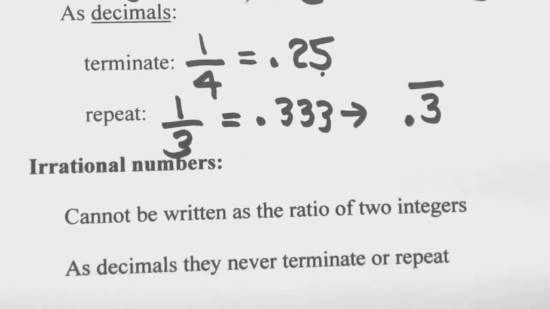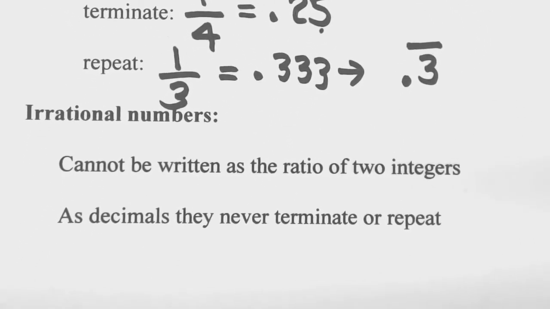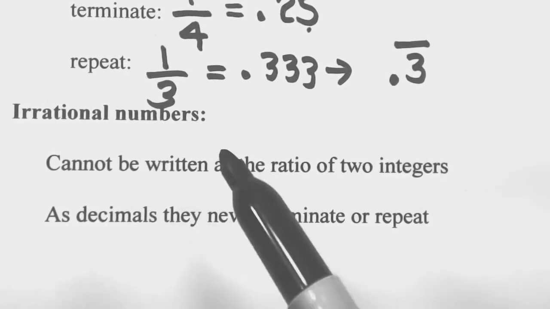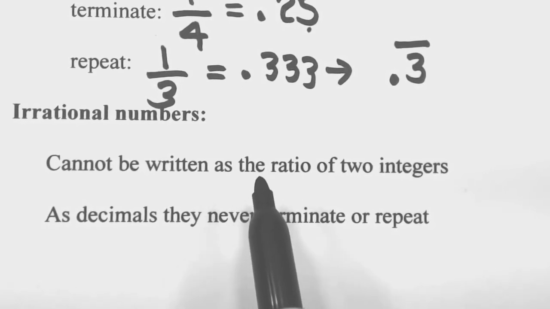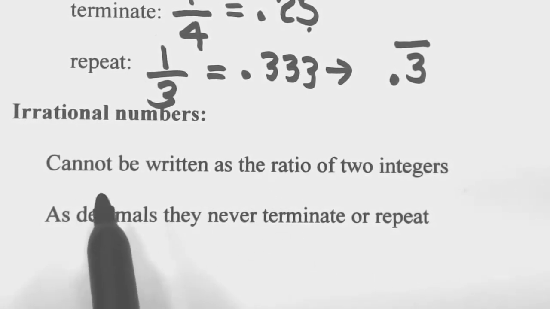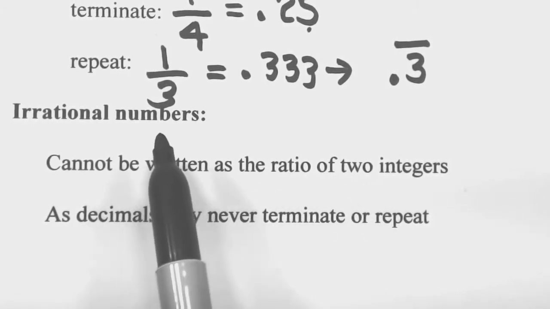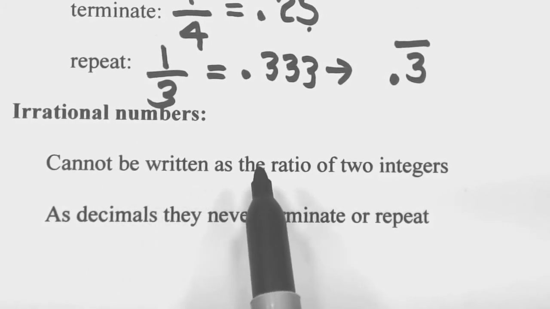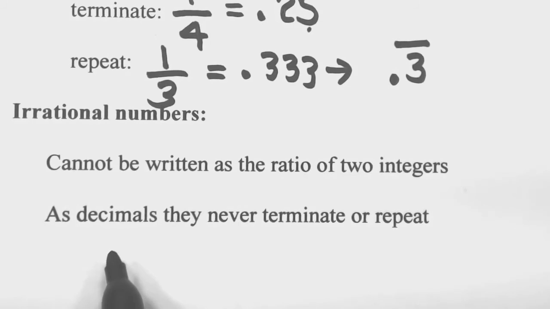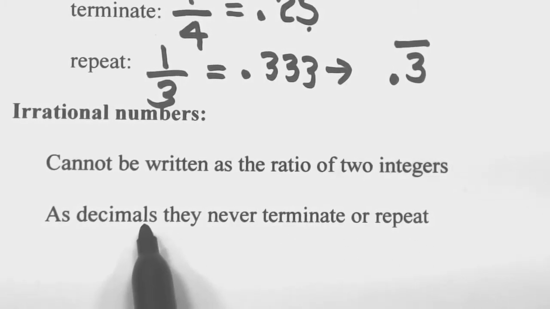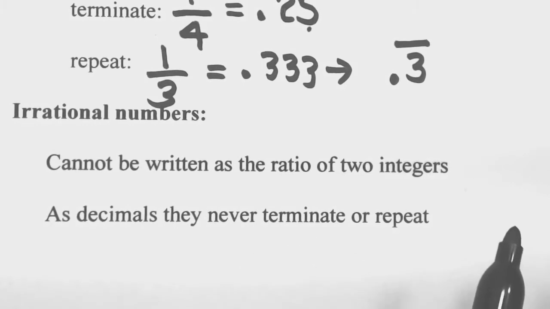Well, let's talk about the last type of the real numbers. These guys down here that gave the Greeks fits, they're known as irrational numbers. Now, here's what an irrational number is, basically the opposite of what a rational guy is. Irrational numbers cannot be written as the ratio of two integers. In other words, an irrational number is impossible to write as a fraction. The other thing is, if you have an irrational number as a decimal, it never terminates and never repeats. As decimals, irrational numbers go on forever, never terminating, never repeating.